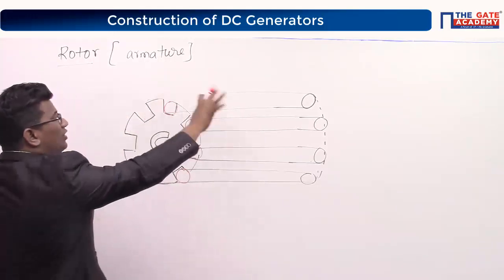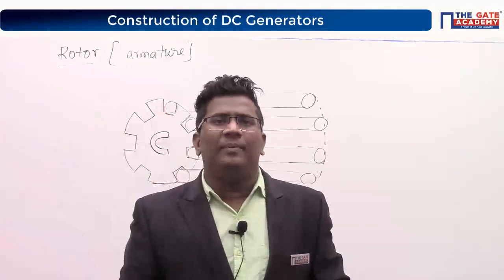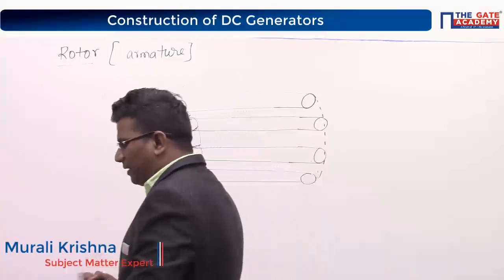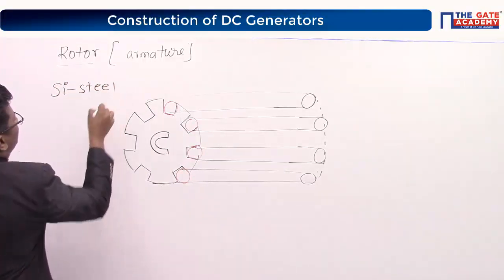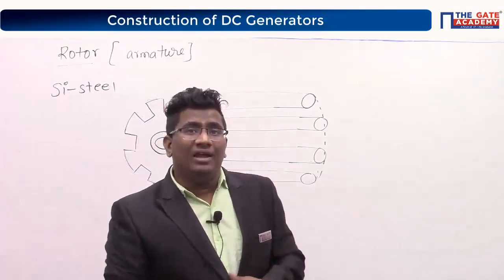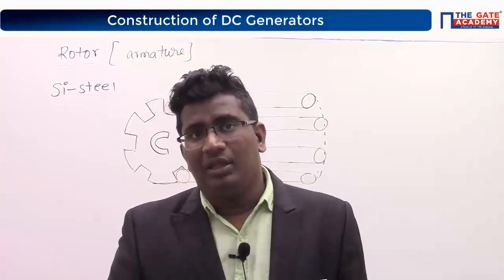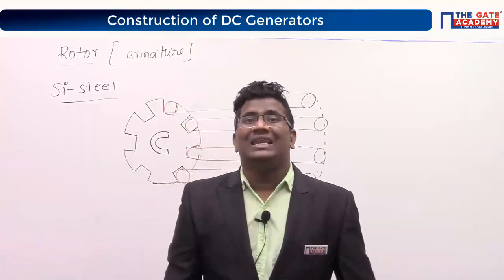Tell me, your stator is made up of which material? High permeability material. What is a high permeability material? Silicon steel. Similarly, your rotor also should be high permeable or low permeable? If the stator is a high permeable material, your rotor also should be a high permeable material. High permeability means we get it from silicon steel only.